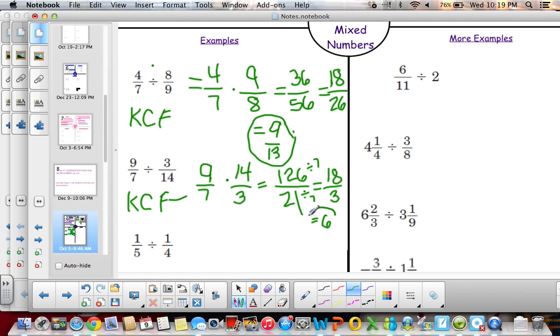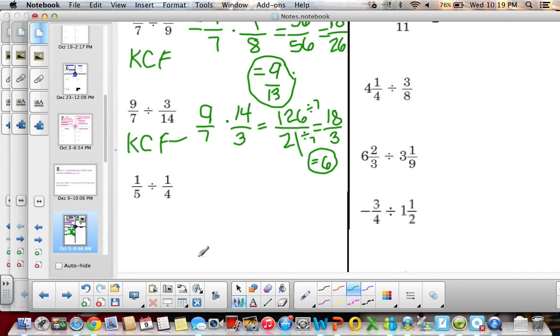So 126 divided by 21 would equal 6 as well. Okay, I would like you to pause me really fast and do 1/5 divided by 1/4 in your notebook and then come back and check your answer.